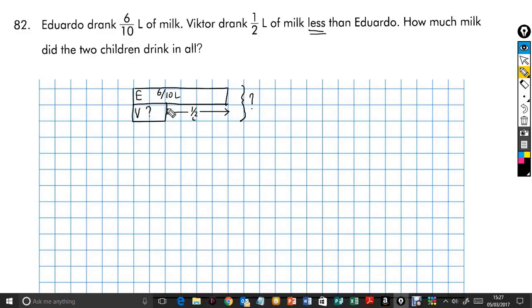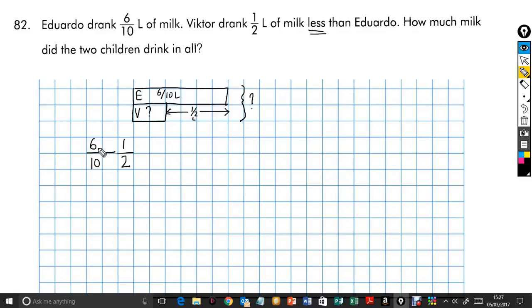And in order to do that, I need to subtract this amount from this amount. Hopefully you can see that this amount added to this amount will be the same as 6/10 of a litre, which is what Eduardo drank. So I need to subtract this from this to figure out what this is. Okay, so let's write this out. 6/10 subtract, and here we go, half a litre. So 6/10 of a litre subtract half a litre.